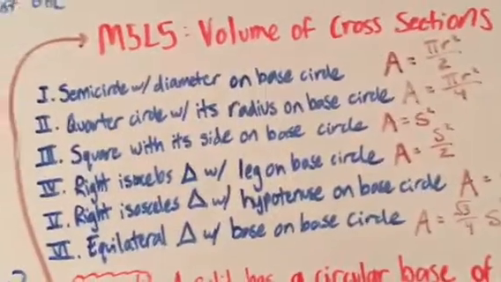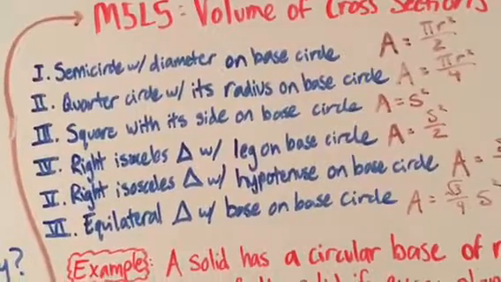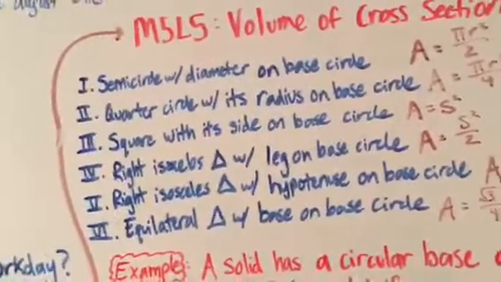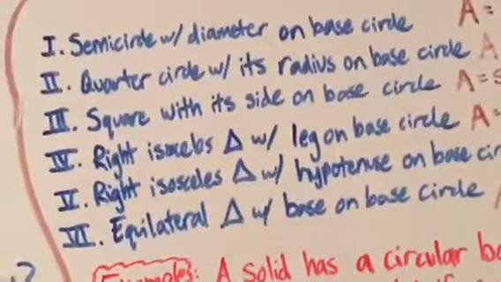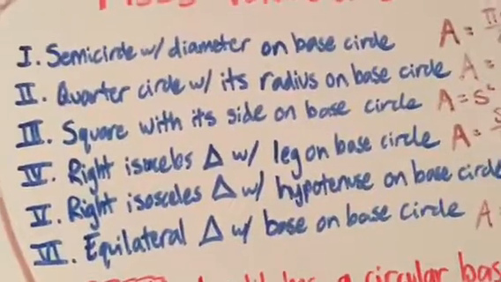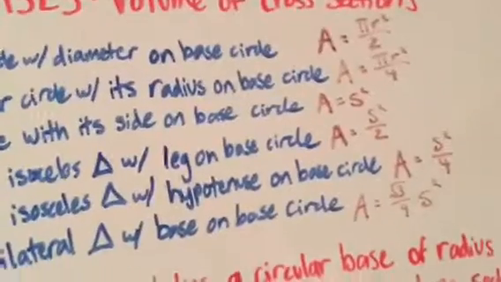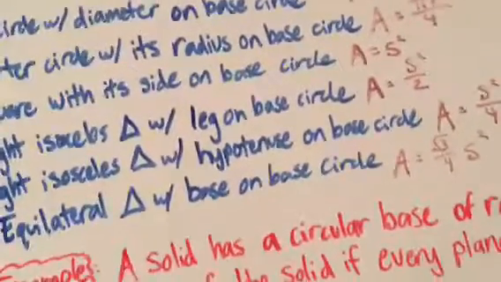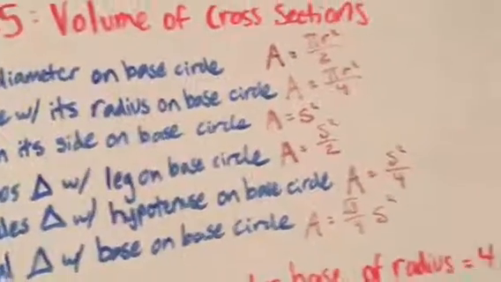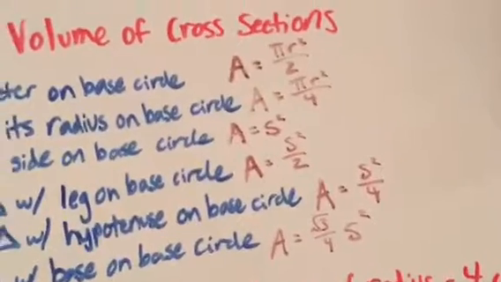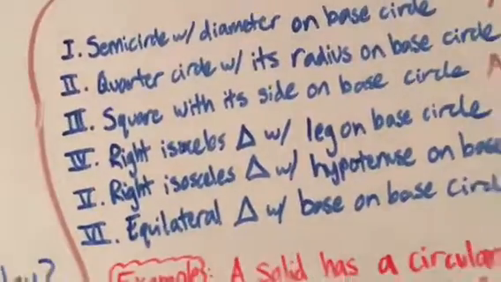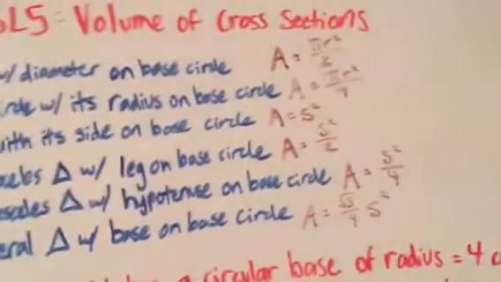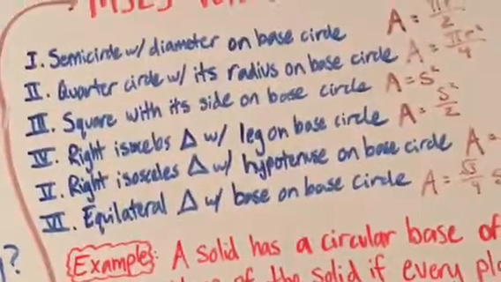So most of these are pretty intuitive based on previous equations we've learned, but it's just helpful to see them written out. So first is a semicircle with the diameter on the base circle. This is assuming that the base for all of these solids is a circle, even though it could be other shapes. So this is just pi r squared, which is the area of a circle, and then we're dividing it by 2 because it's a semicircle. Same thing with a quarter circle, but we're dividing it by 4.